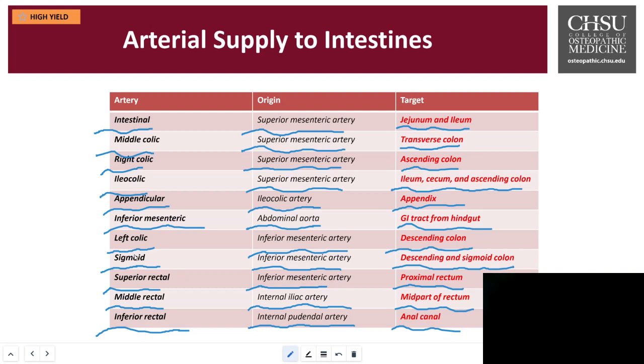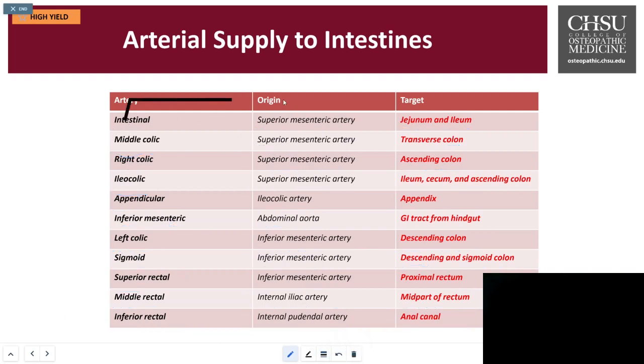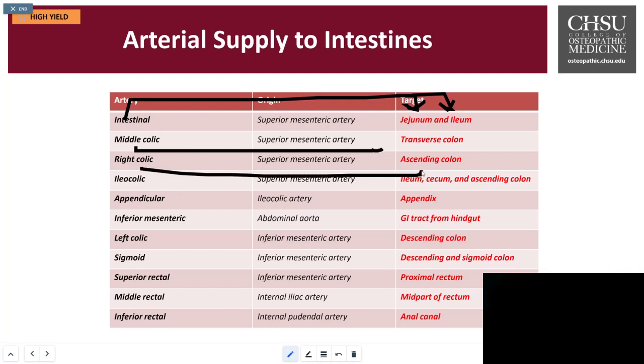If you look over here, the intestinal artery, the main origin is what? Superior mesenteric. And it supplies all the way to the jejunum and the ileum. Middle colic goes to your transverse colon. Right colic goes to your ascending colon. Ileocolic goes to your ileum, cecum, and ascending colon. So you'll see that the intestinal branch may have a little bit of ileum, but the ileocolic may also have ileum as well. So there's some that have a little bit of overlap. This is a helpful cheat sheet.